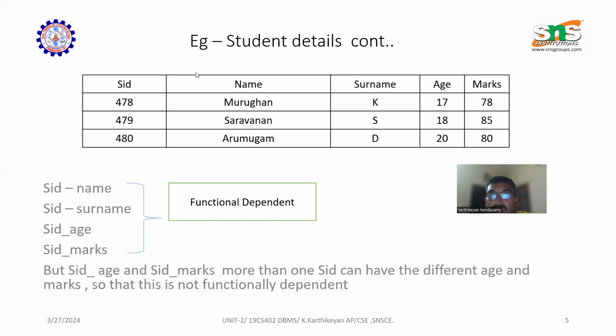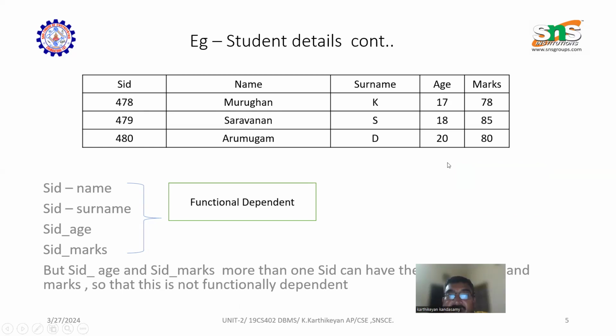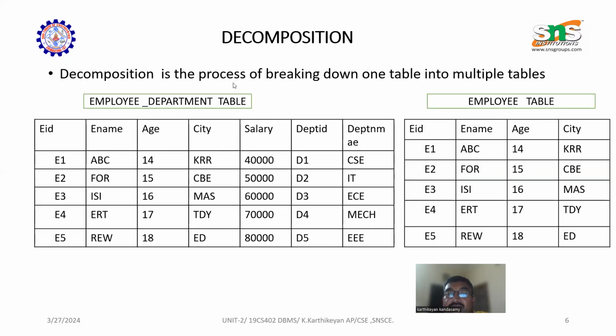For example, student ID and student name are accepted, but here age and marks are not dependent. So the process is lengthy, and we split it into two tables. This is split, and the decomposition process can be implemented.